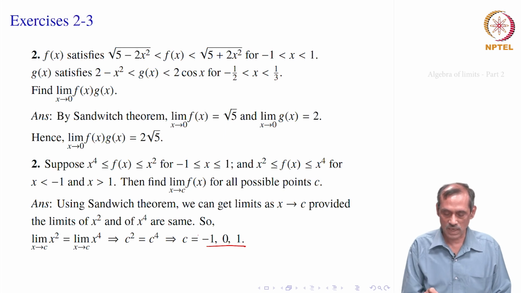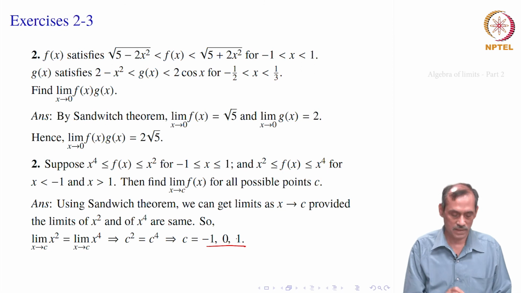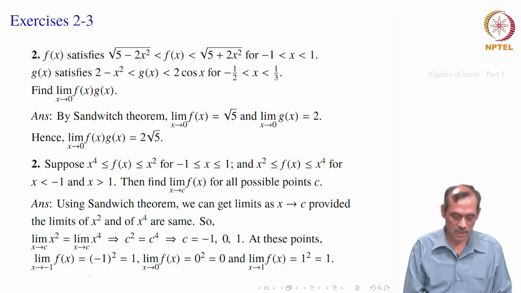Now, this really makes it solid that if you use only the Sandwich theorem, with no other tools to be used, then we can possibly find its limit at minus 1, 0 or 1. So, at these points what will be the limit? The limit as x goes to minus 1 of f of x will be equal to 1. Why is it so? Limit of f of x as x goes to minus 1.